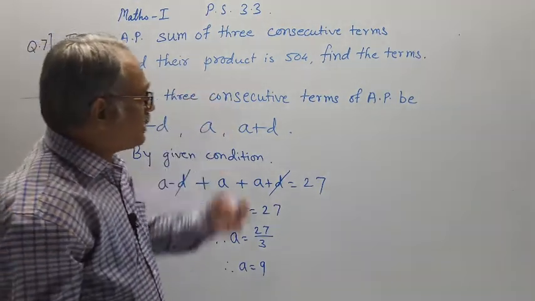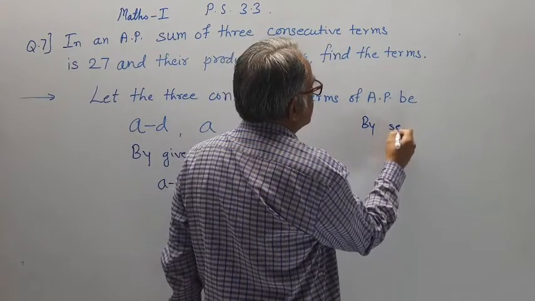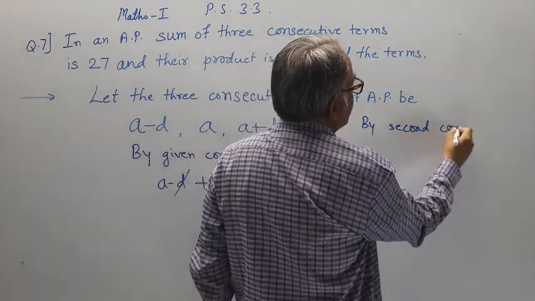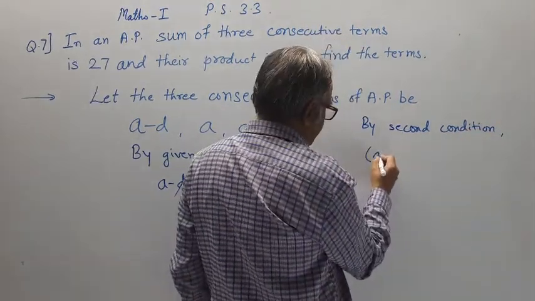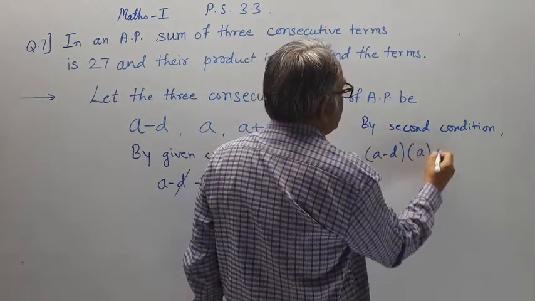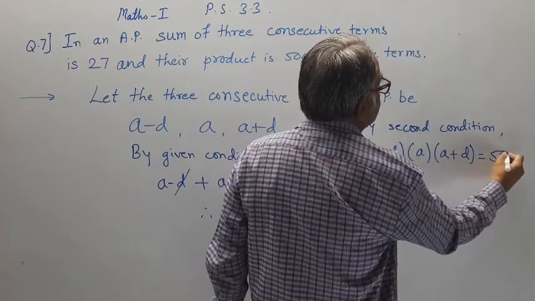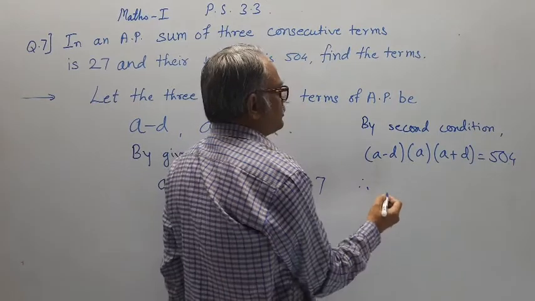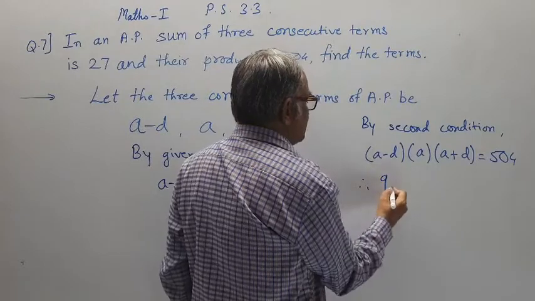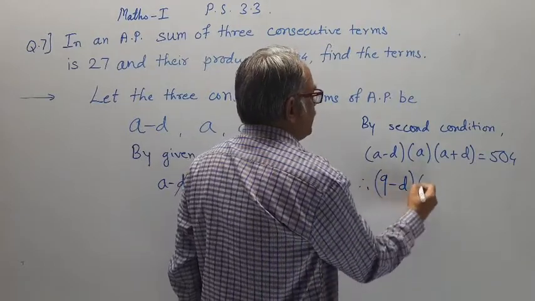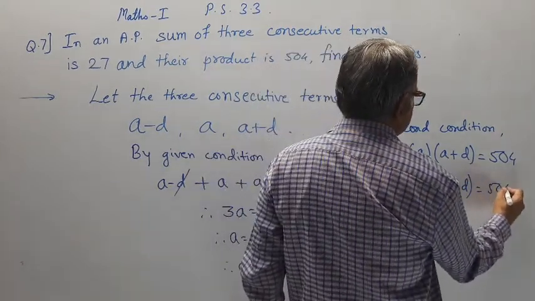For that we have to use the second condition. What does the second condition say? The product a minus d, a, a plus d is 504. Do the product, but before that, substitute the a value. What a value did we get? 9. Therefore, 9 minus d into 9 into 9 plus d is 504.